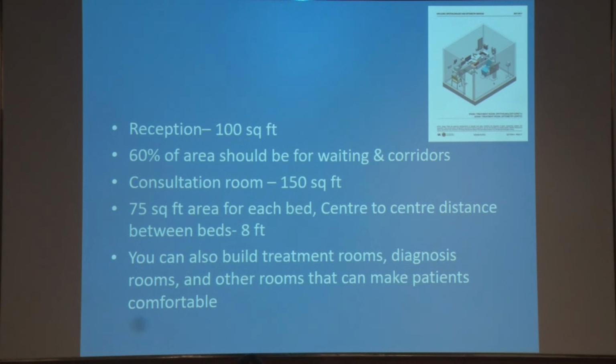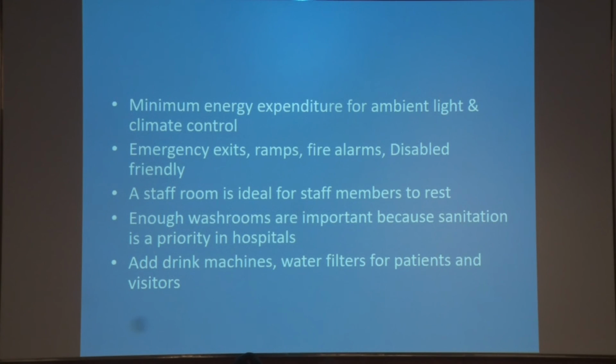Reception should be approximately 100 square feet, and 60% of the area should be for waiting and corridors. And the consultant room should be ideally 150 square feet, or you can also make it 100 square feet. But if you go lower than that, it becomes slightly crowded. You can also build other rooms like treatment rooms, diagnosis rooms, and other rooms that can make patients comfortable. And for beds, ideally the center to center distance should be 8 feet, which is one important thing I'd like to highlight, that unlike the bigger cities or metros, in the rural underprivileged areas, it is slightly easier to have more square feet for a project like this.